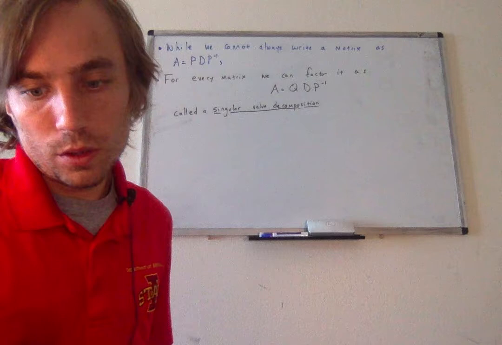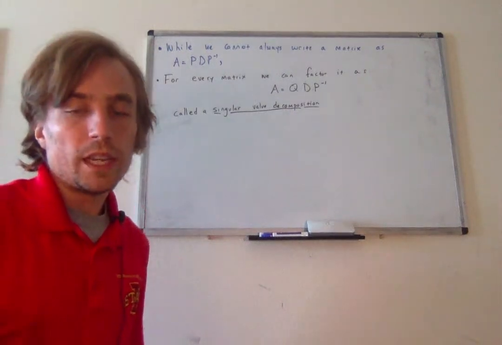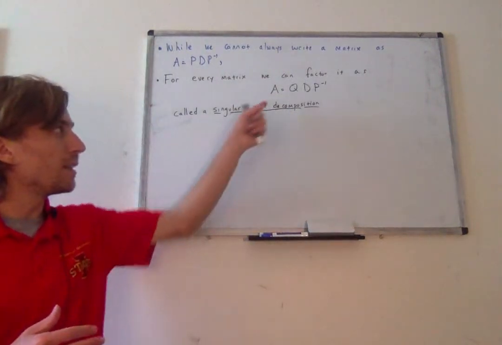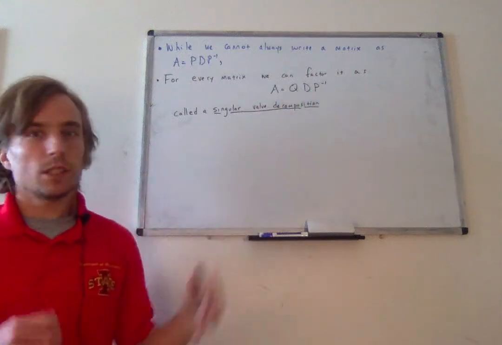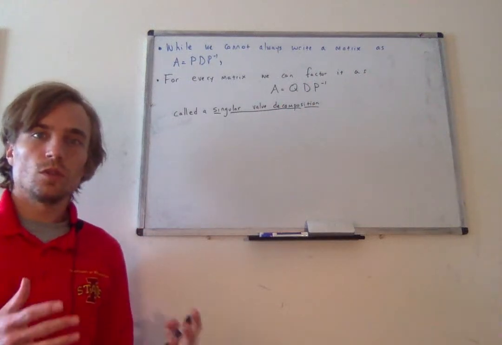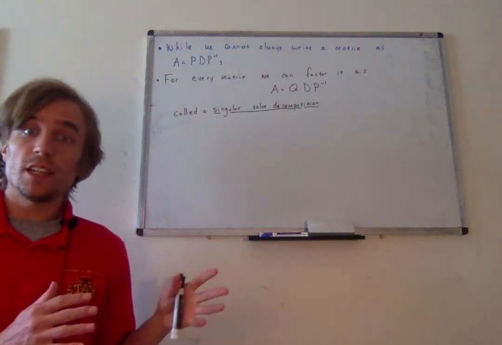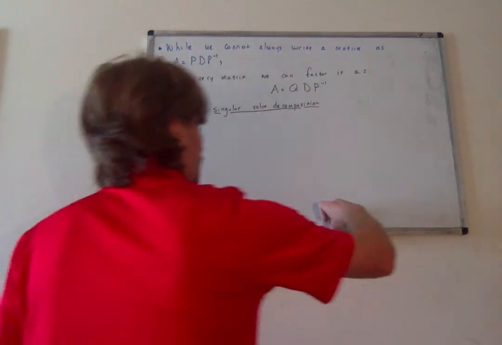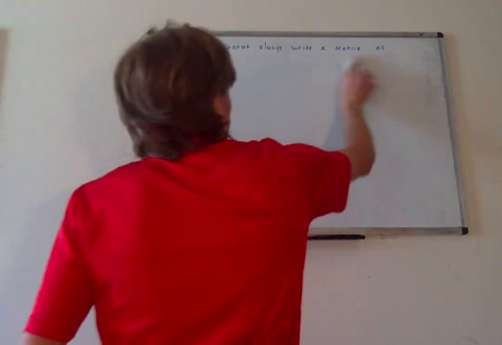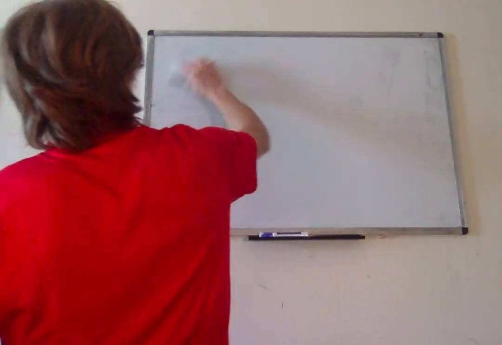And so we'll get a nice decomposition. We won't get the same matrix, but it'll be similar to how we diagonalize a matrix. So before we can do the singular value decomposition, we need to define what the singular values of a matrix are.